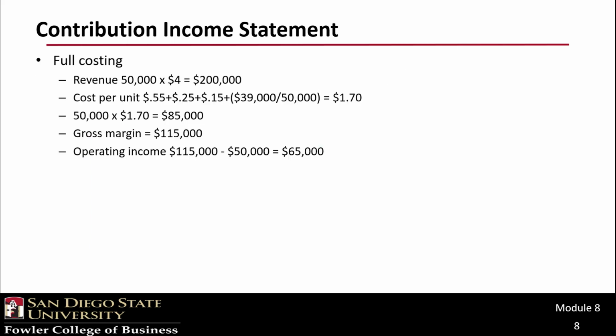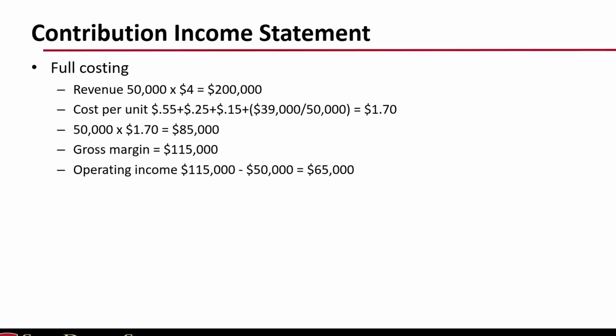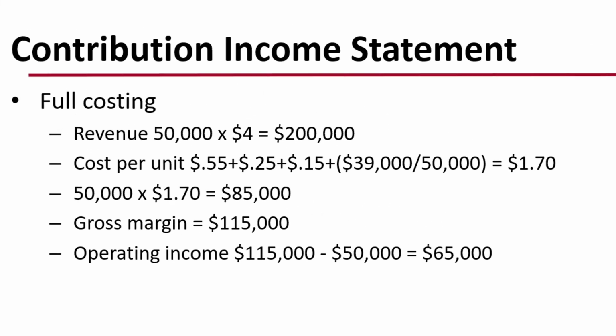So first we'll look at this under the full costing. And remember, we use full costing for things like our financial statements and for tax purposes. So we take the number sold, that was 50,000 sold times the $4 per can, or $200,000 worth of revenue. Then we can add up the variable cost per unit. That's the 55 cents of materials, 25 cents of labor, 15 cents of variable overhead.